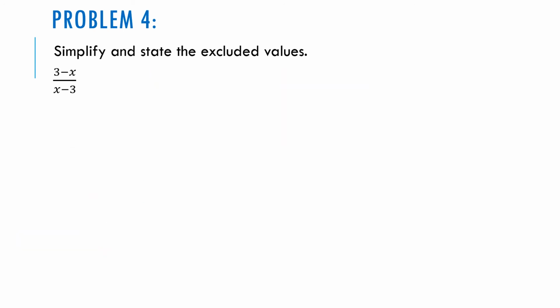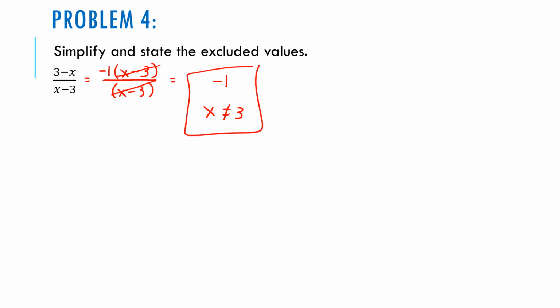All right, last problem here. We have a binomial on the top, a binomial on the bottom. Now the binomial on top is written backwards, which means the shortcut to GCF factor that is to write a negative 1 and switch the position of the two terms. On the bottom, I have an x minus 3. Before I do any simplifying, I'm going to go ahead and state my excluded value, which is positive 3. Now the x minus 3s can cancel out, leaving negative 1. So now I have my answer and the excluded value.